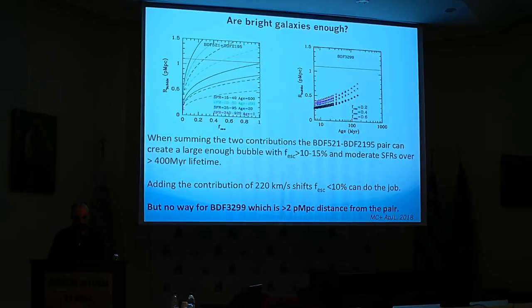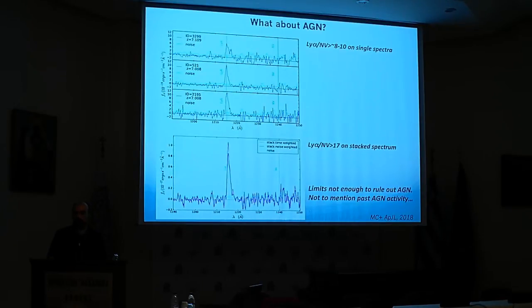Of course, it's obvious that we have to sum the contribution of the two galaxies that are very close, at only 90 kiloparsec. When we do it, it turns out that with fairly low escape fractions, they can make it over a few hundred megayears of constant star formation rate at a few tens of solar masses per year. They can build a large bubble. Of course, the other one is left alone.